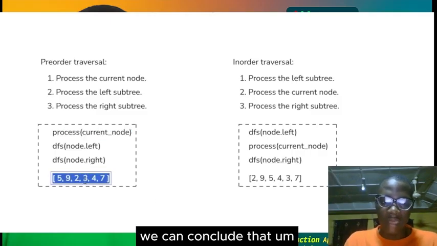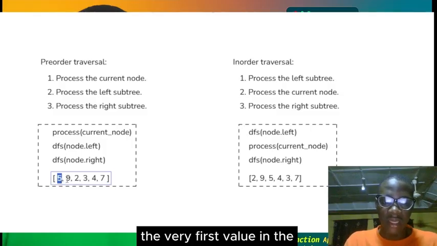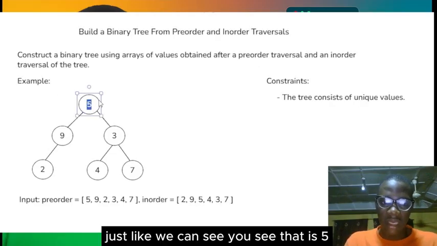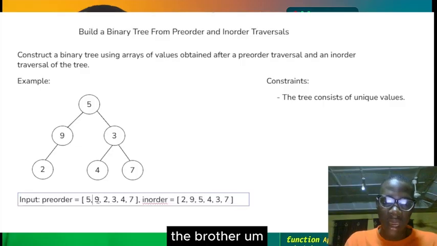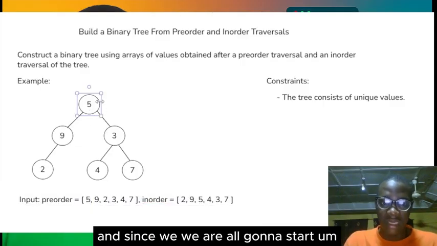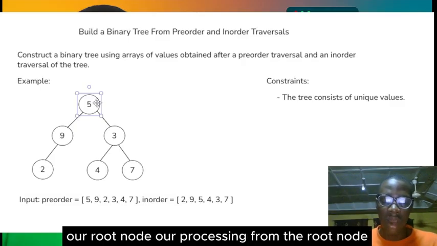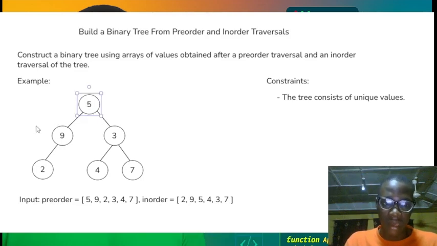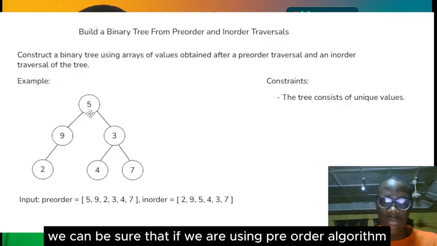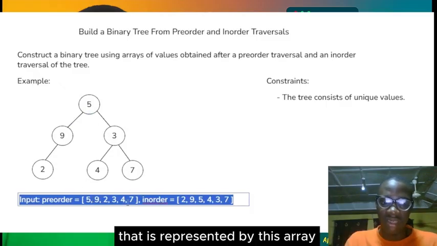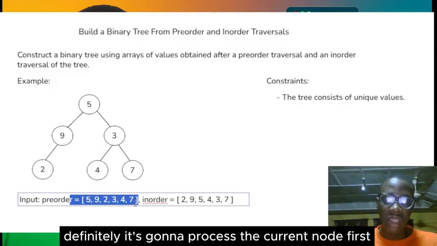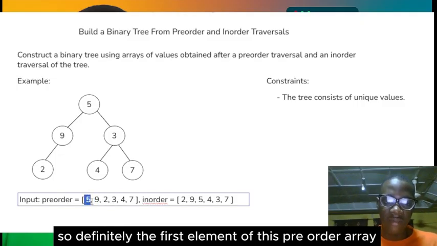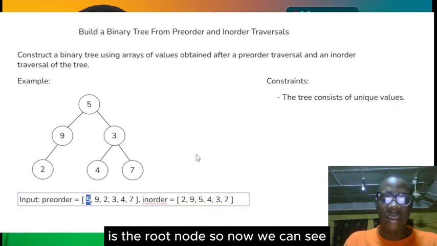we can conclude that the very first value in the preorder array corresponds to the root node. Just like we can see, it's 5. Why? Because the preorder algorithm processes the current node, and since we start our processing from the root node, if you are to traverse this binary tree, for instance, definitely we can be sure that if we are using the preorder algorithm that is represented by this array, it's going to process the root node first. So definitely the first element of this preorder array is the root node.